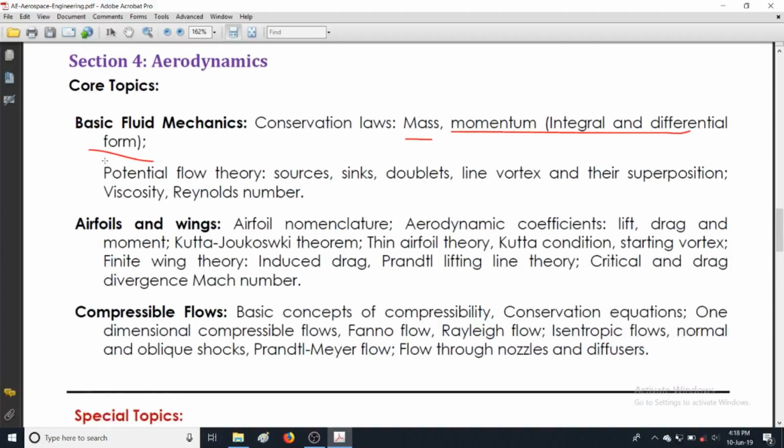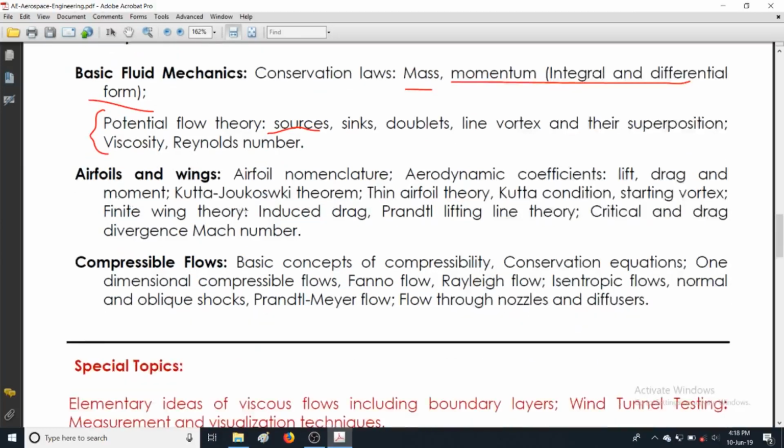And then we will go for the potential flow part. In that part we will see source, sink, doublet, line vortex and their superposition, which means the combination of source-sink or source-doublet pairs, etc. And then we will go for the airfoil. In this, first we will learn the airfoil nomenclature, and then we will find how to find the lift and drag coefficients for an airfoil as well as a flat plate.